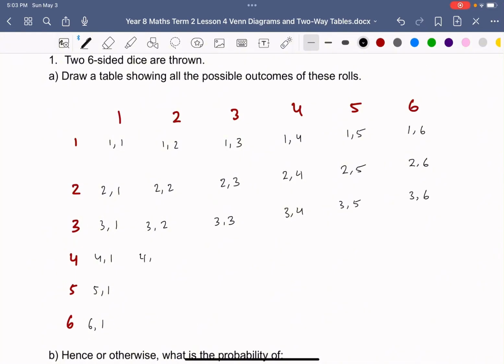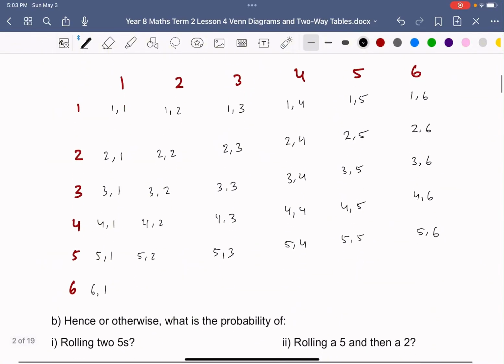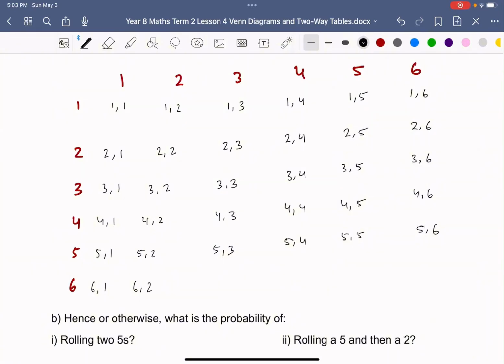Or I can do 4 and then a 2, 4 and then a 3, 4 and then a 4, 4 and then a 5, 4 and then a 6. I can do 5 and 2, 5 and 3, 5 and 4, 5 and 5, 5 and 6. And my last one is going to be 6 and 2, 6 and 3, 6 and 4, 6 and 5, or 6 and then a 6.